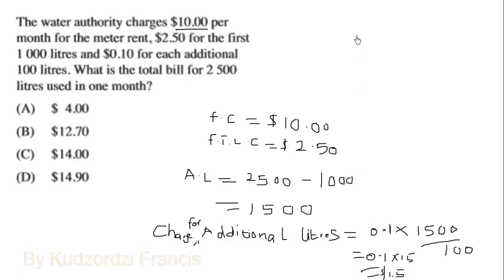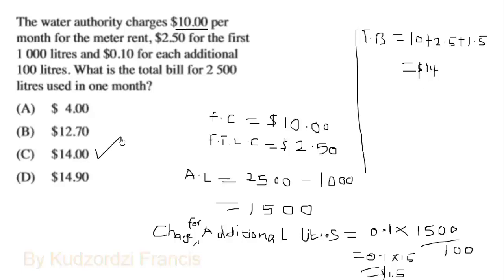So the total bill will be equal to ten plus 2.5 plus 1.5. And you know, 1.5 plus 2.5 is 4 plus 10 is 14. So this will be equal to $14. The total bill is $14. So the correct answer is this. Now we move on.